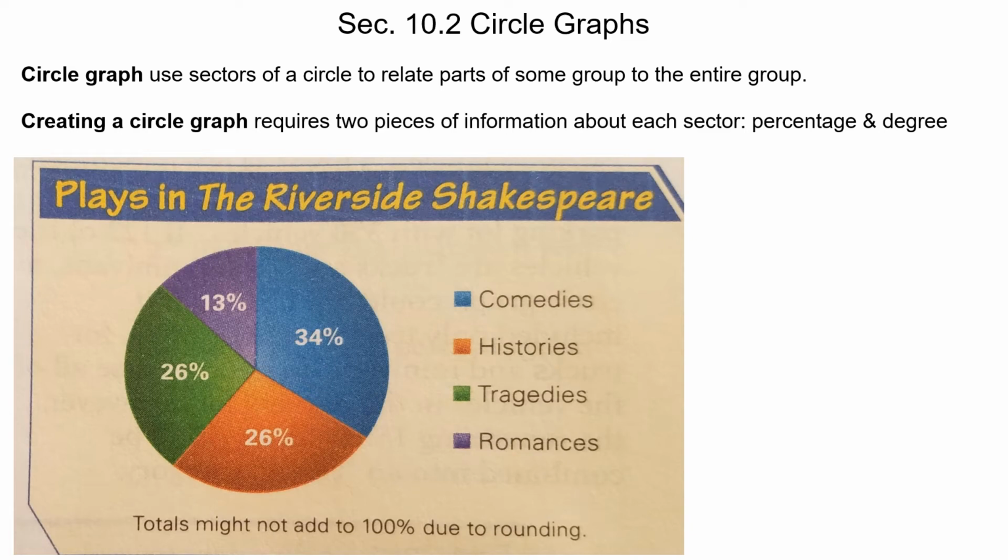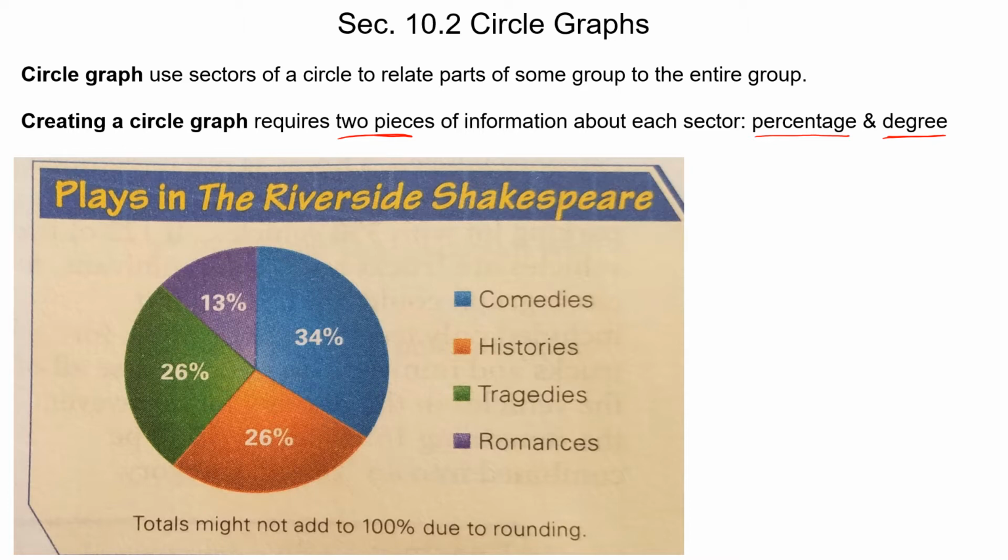Section 10.2 is on circle graphs. Circle graphs use sectors of a circle to relate parts of some group to an entire group. To create a circle graph requires two pieces of information. You need to know the percentage of each category, and you need to know the sector degree of the angles to construct the circle graph.